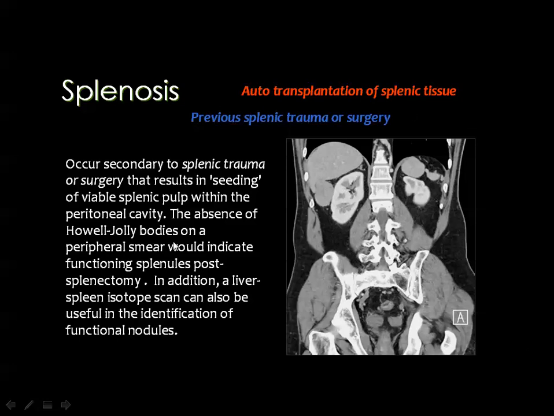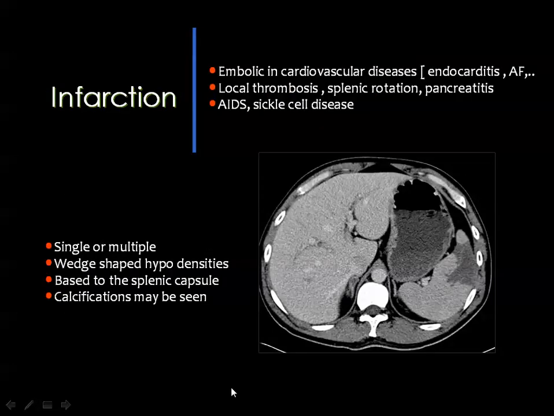And this is the case, and this is known as splenosis, and this diagnosis cannot be obtained unless you know that there is a previous history of splenic trauma or surgery. Then you see this shadow and this one and this one and these 2 lesions. They represent multiple spleens in the abdomen and pelvis in a case of splenosis after splenectomy.